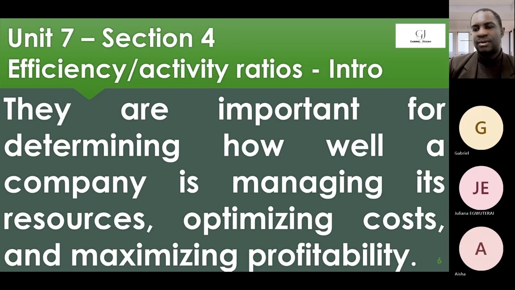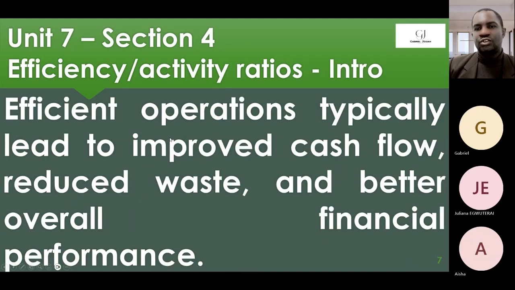So these ratios help to show us how the company is managing its resources, optimizing cost, and maximizing profitability. Efficient operations typically lead to improved cash flow, of course, reduce waste, and give a better overall bottom line or financial performance. So efficient operations in daily activity is key in these ratios.